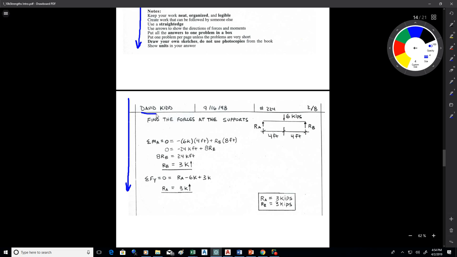So on the top, I'd like your name, the date, problem number, and page number. You can write a summary of the problem statement. You don't need to write out the whole thing. Make a simple line sketch with a straight edge, work through the problem so that someone just reading it can follow it, and then box in all of your answers to a problem.